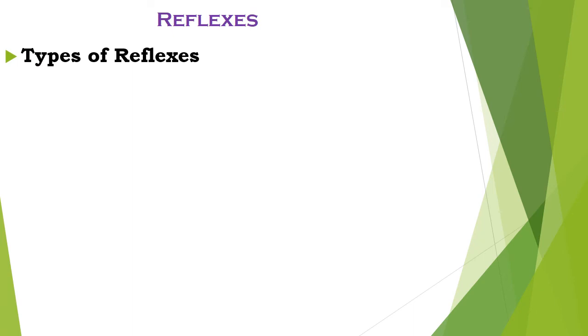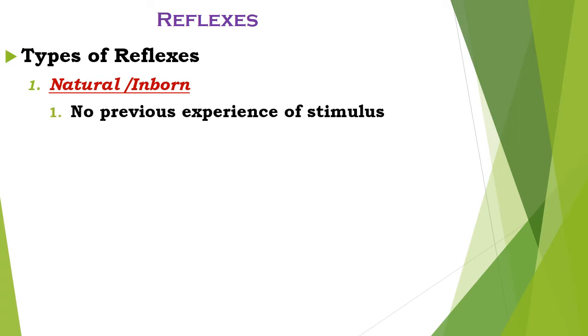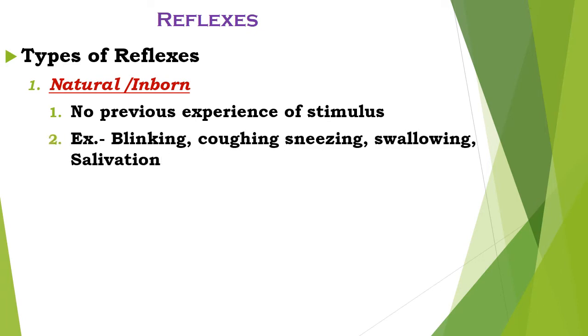We'll go to the next point, that there are two types of reflexes present in our body. Number one is natural reflex or inborn reflexes. These reflexes are present in our body since birth, and they do not require any kind of learning or previous experience of stimulus. For example, blinking, coughing, sneezing, swallowing, and salivation.